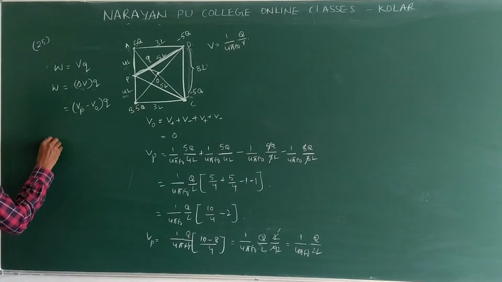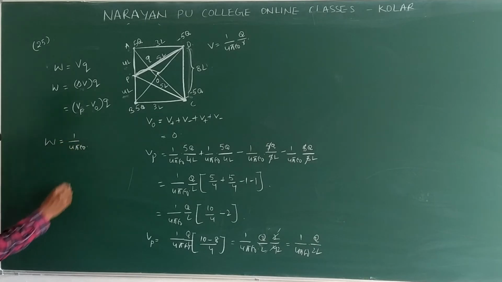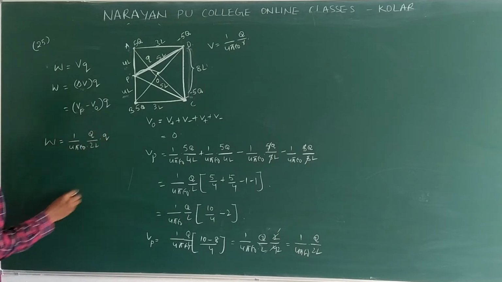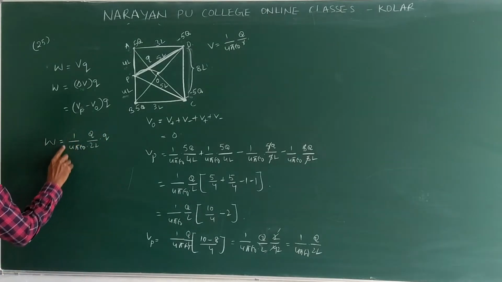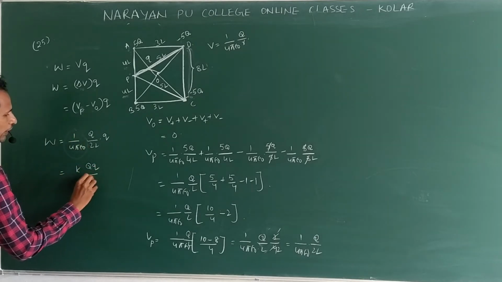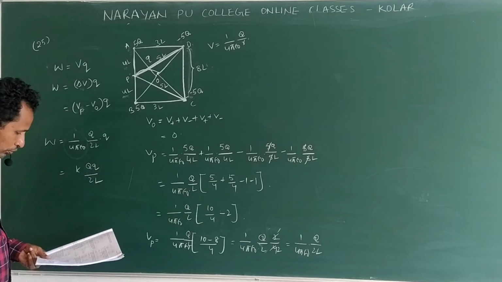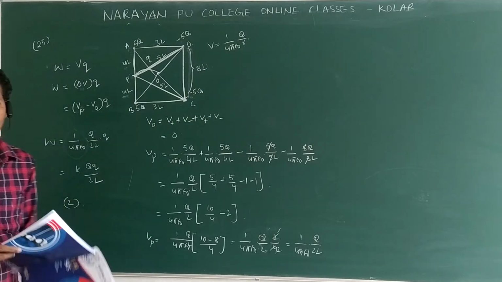Now work done is equal to 1 by 4 pi epsilon naught q by 2L into small q. But they are asking us to take K. So K Q q by 2L. Now come to the options. Option 2 is correct.